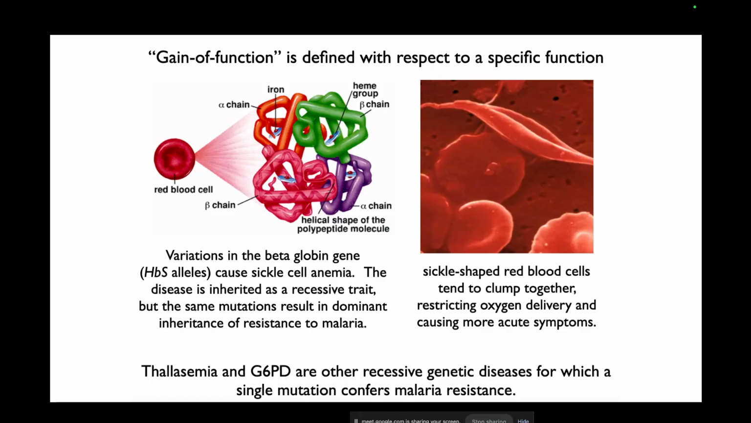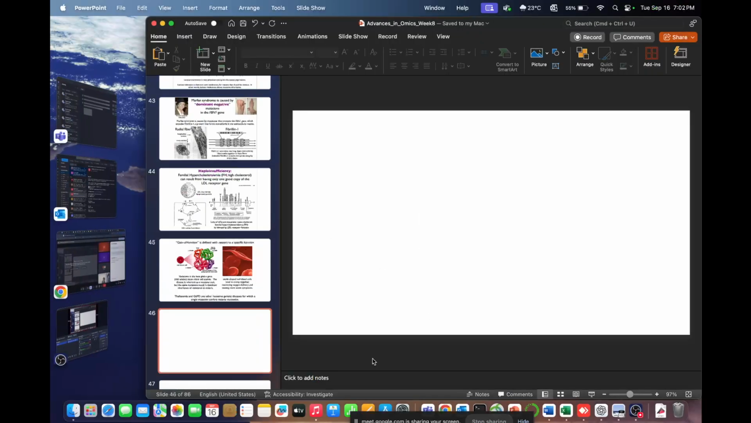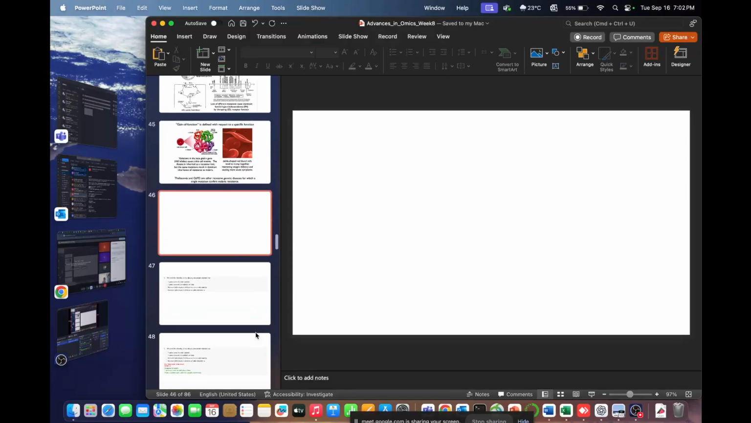The same mutation is causing a disease, sickle cell anemia, but the same mutation is giving you resistance to malaria. So it is a gain of function in terms of the malarial resistance, but it is kind of a loss of function in terms of the sickle cell anemia disease. So this becomes a very good example of that. Okay, so that's it in terms of my discussion part.